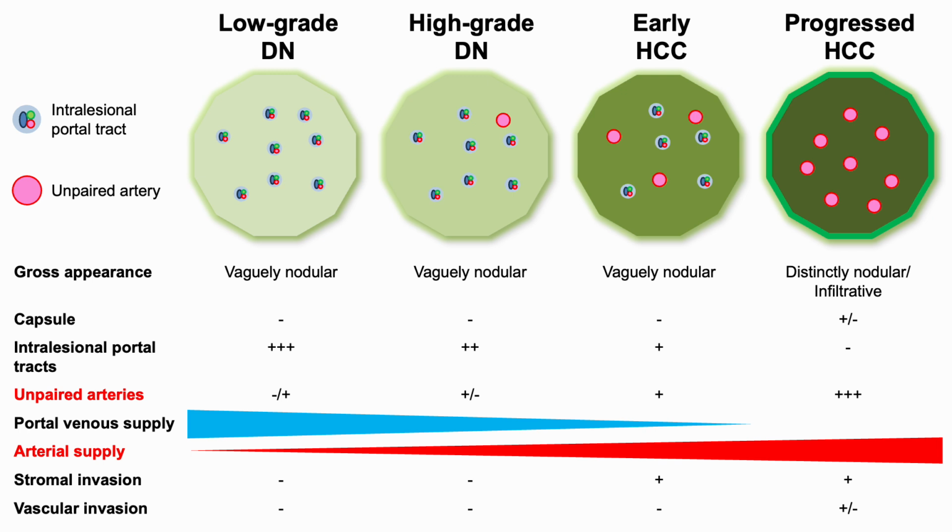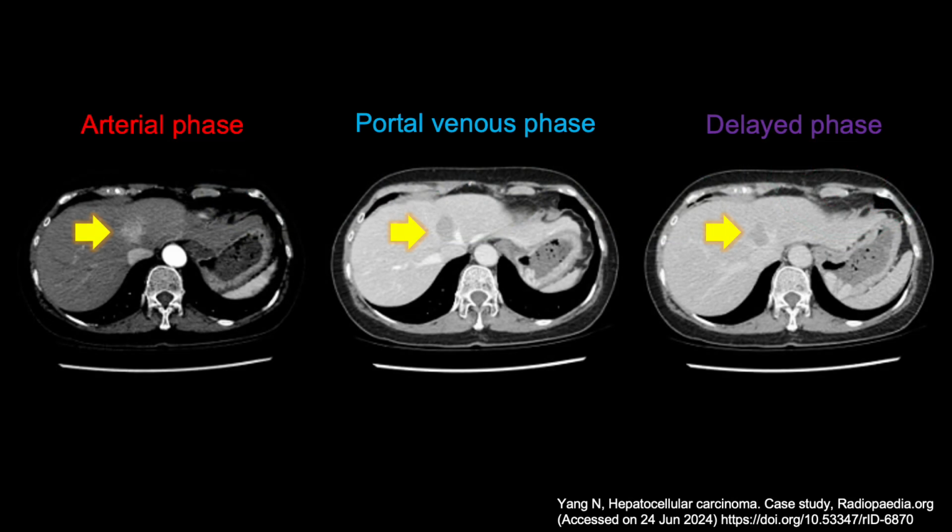There is a transition in blood supply from portal venous to arterial. Indeed, research has indicated that the number of unpaired arteries is associated with the tumor grade. Clinically, the presence of unpaired arteries is crucial for imaging diagnosis. They contribute to the characteristic arterial phase hyperenhancement we see on CT and MRI scans. This hypervascularity is often the first sign that alerts radiologists to the presence of HCC, especially in cirrhotic livers.